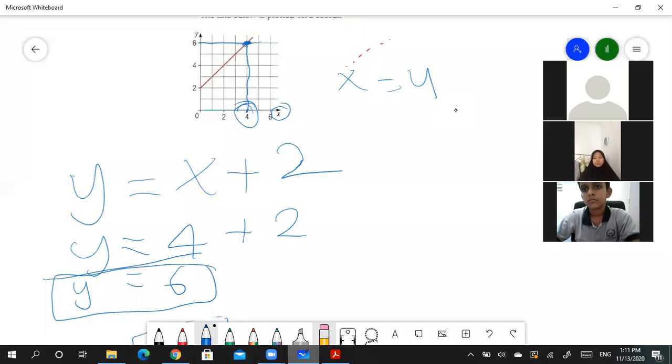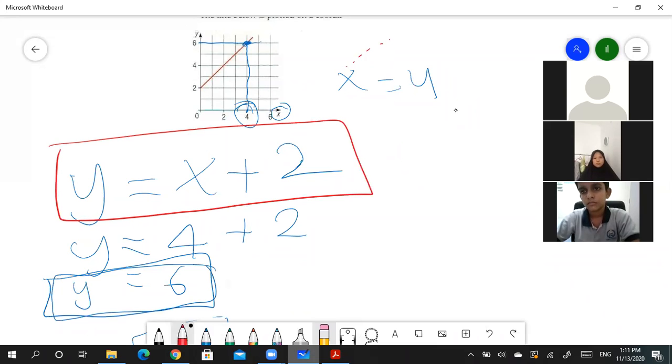Like what we have arrived here. Right? So this means this function is true about this line. This is the function of this line. Clear?